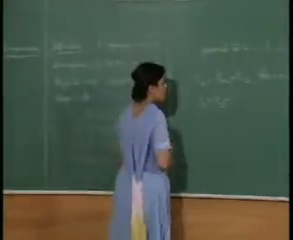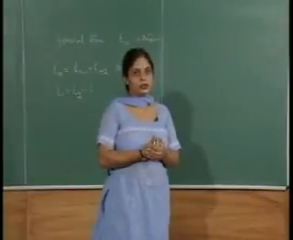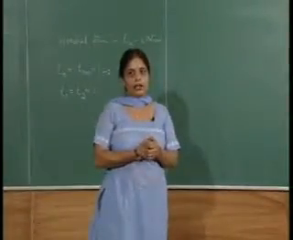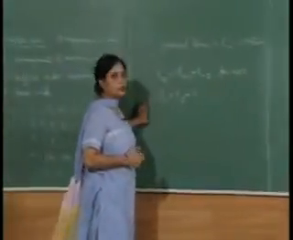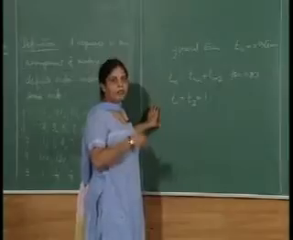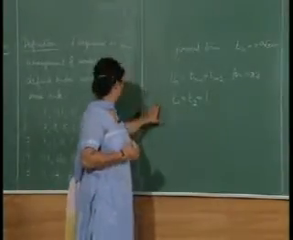Now a sequence can be finite or infinite according as the number of terms in a sequence is finite or infinite. If the number of terms is finite, the sequence is said to be finite. If the number of terms is infinite, right up to infinity, then it is called an infinite series.